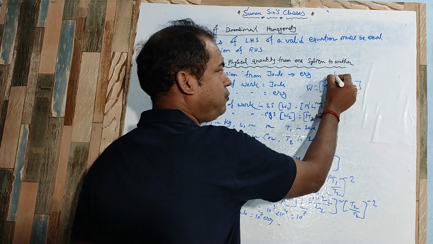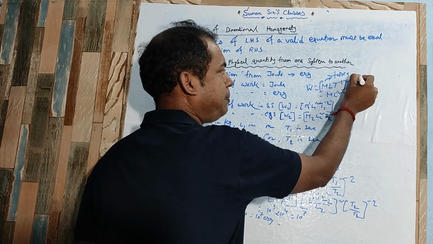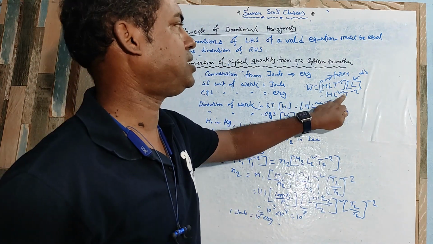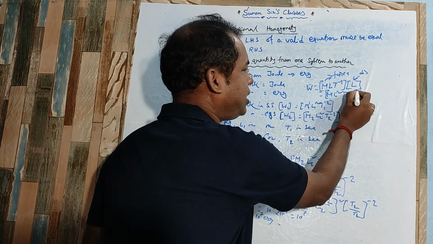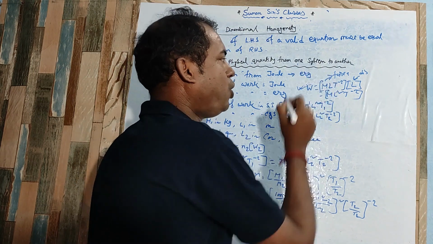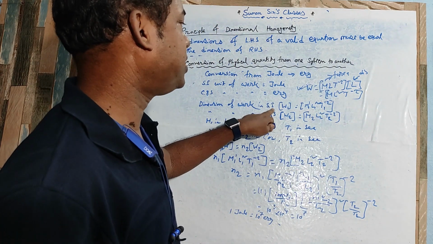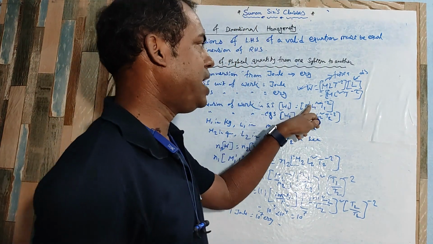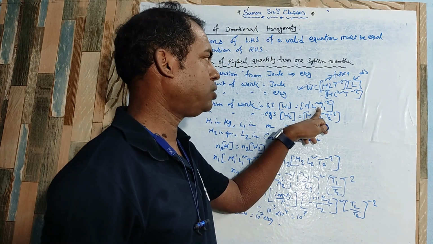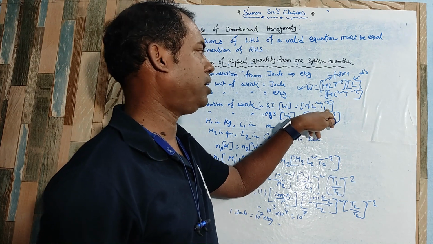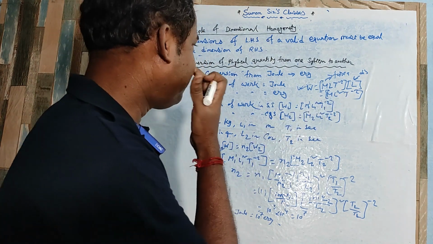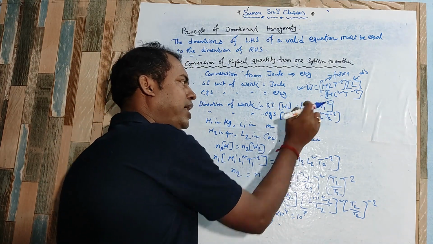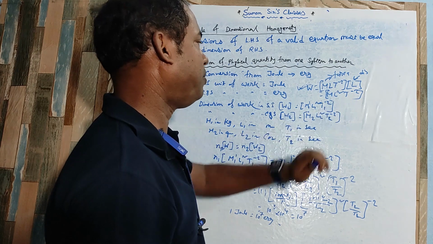This one represents force and this one represents the displacement. By multiplying these, we get M L square T to the power minus 2. This represents the work done. For the first case, the SI system, we write this as W1, that means M1 L1 square T1 to the power minus 2. For the CGS system, it is written as W2, that is M2 L2 square T2 to the power minus 2.